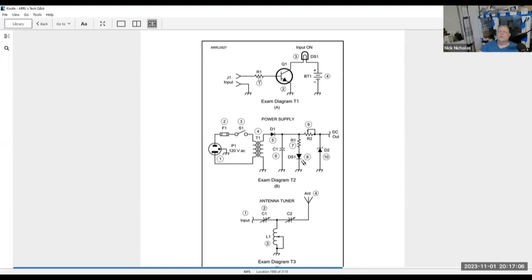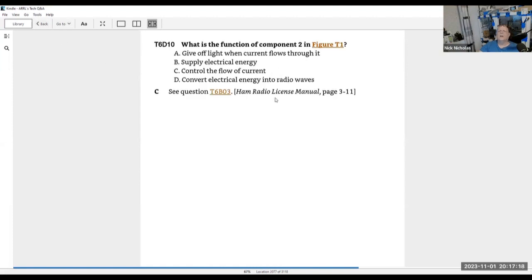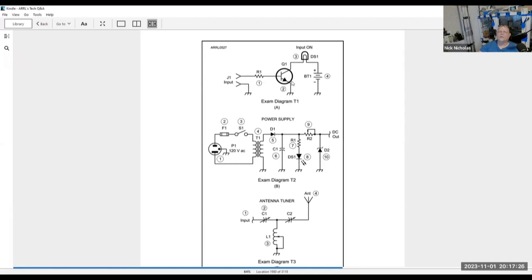Okay, resistor. 1 is a resistor, 2 is a transistor, 3 is an incandescent light bulb, 4 is the battery. Pretty simple. So let's go back. What is figure 2? Well, figure 2, I believe, was the transistor, was it not? 1, 2, transistor.